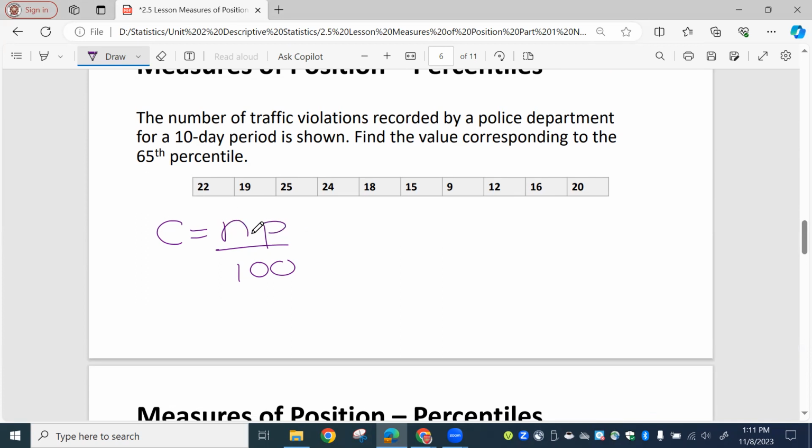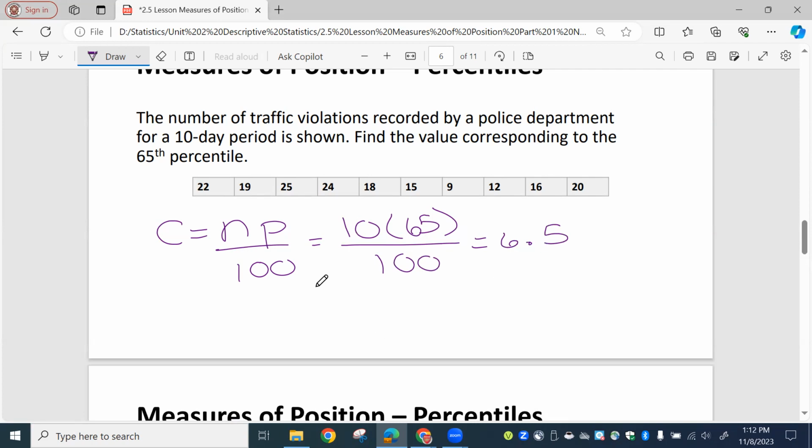N is the number, in this case, number of days. P is the percentile. Before we were multiplying by 100, now we are dividing by 100 to take that percentile and turn it into a regular value. And so here we have 10 days of violations. We want to know the value at the 65th percentile. And we get this value of 6.5.